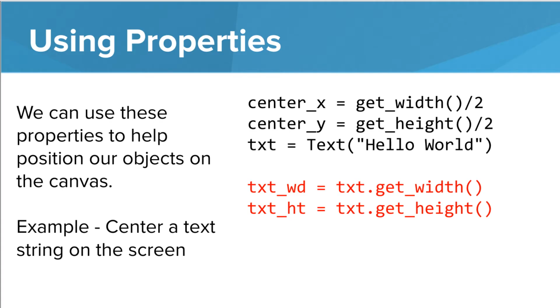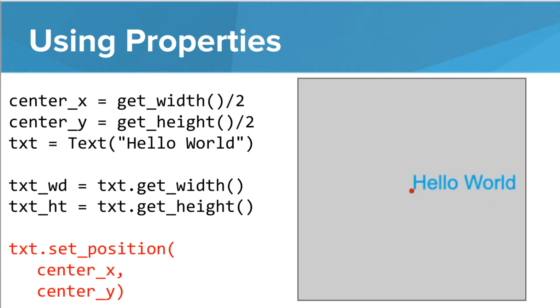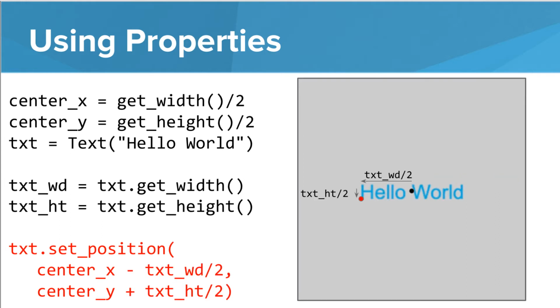For example, if we wanted to center text on our screen, we can do this by getting the width and height of the text. And recall that the position of the text is the bottom left corner. So if we just set that corner to the center, it would look something like this. Notice that the Hello World starts at the center, but is not actually centered on our screen. So by shifting it half of the width and half of the height, we can center our text on the screen. So notice here we take our center X and subtract half of our width since we're moving left, and we take our center Y and add half our height since we're increasing our position in Y.